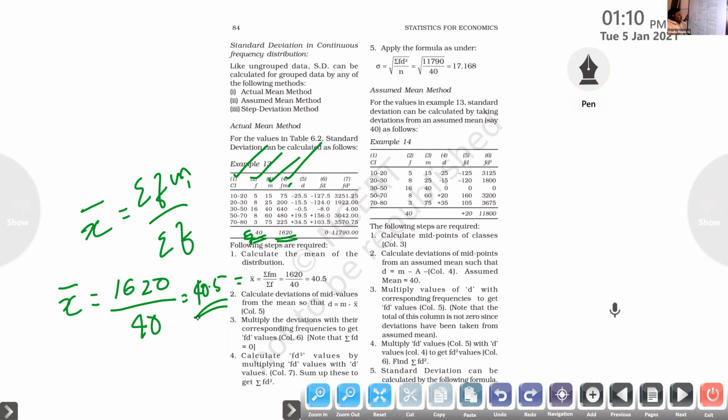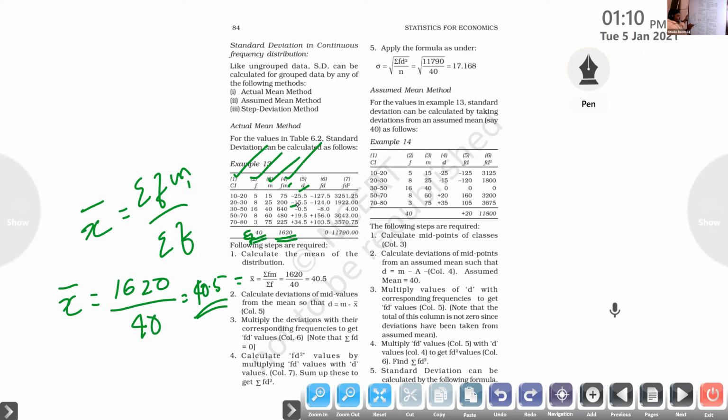Okay. Next one, we want to find out the deviation D. So deviation, we want to subtract the actual mean from the midpoint, right? So 15 minus 40.5, it is negative 25.5. 25 minus 40.5, it is negative 15.5. 40 minus 40.5, minus 0.5. Okay, 60 minus 40.5, plus 19.5.